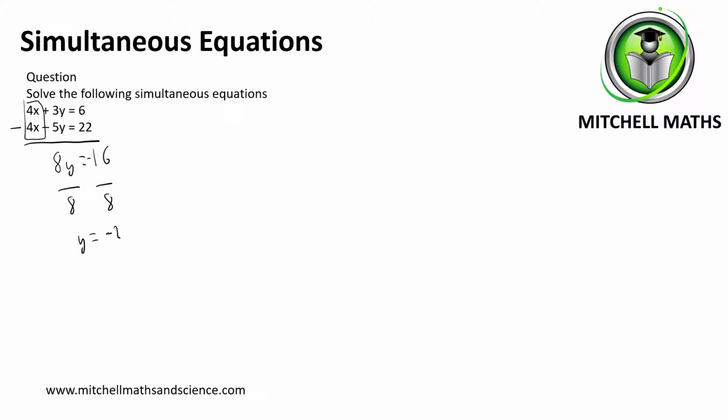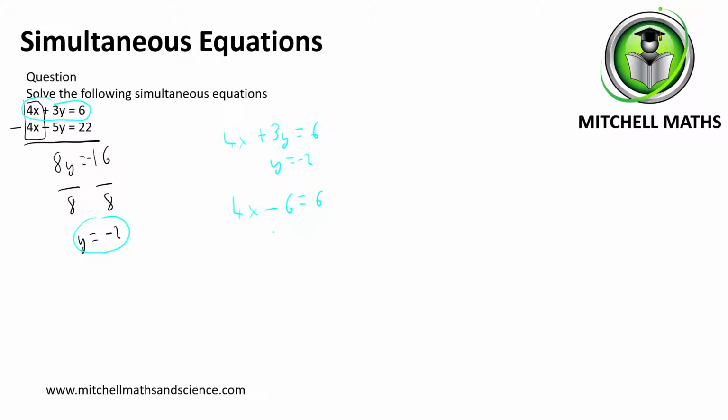Now that I know one of my unknowns, I can look at my original equations, and it doesn't matter which one you choose, you just choose the easiest one, and what you do is you substitute the value that you know into that equation and then work out the value you don't know by solving it. So I'm using 4x plus 3y equals 6. I know that y is equal to minus 2, therefore I'm going to have 4x, 3 times minus 2 is minus 6, 4x minus 6 equals 6.